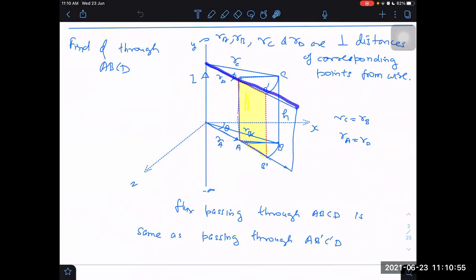First we take a plane which lies in the plane of the wire, and then we take the projection of this area along that plane. By projection I mean just this yellow region. In this yellow region, whatever field lines are passing will be passing through the other also.